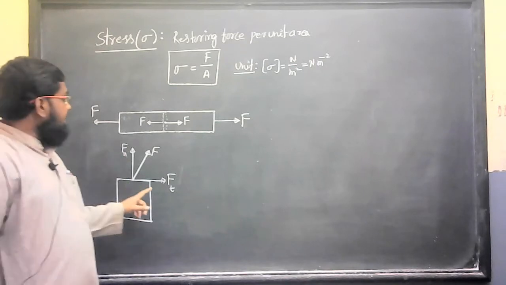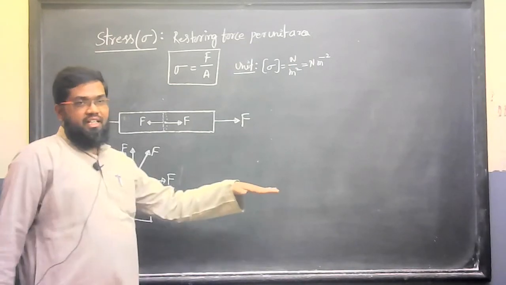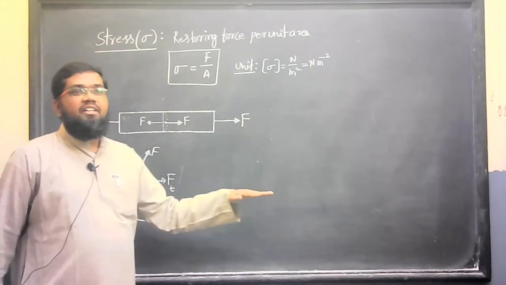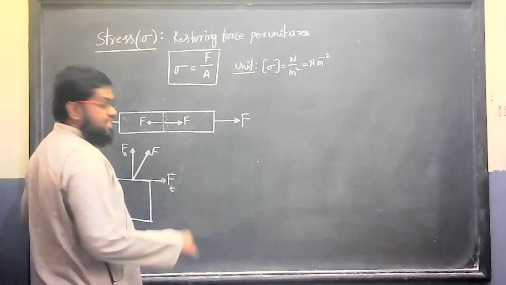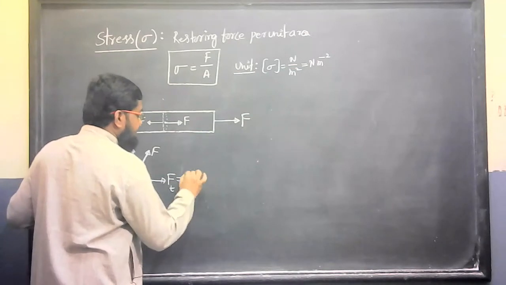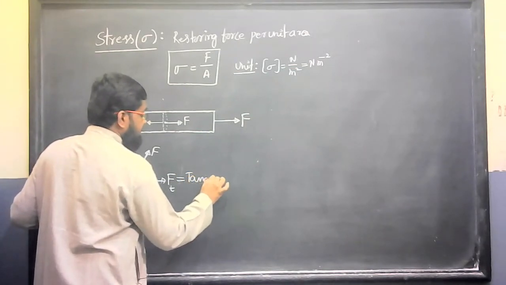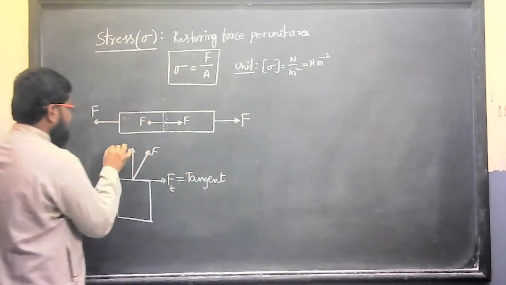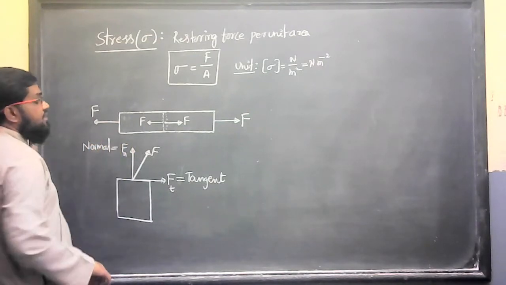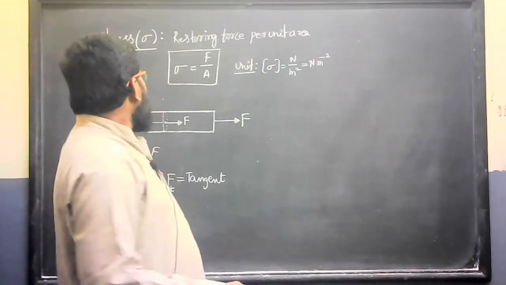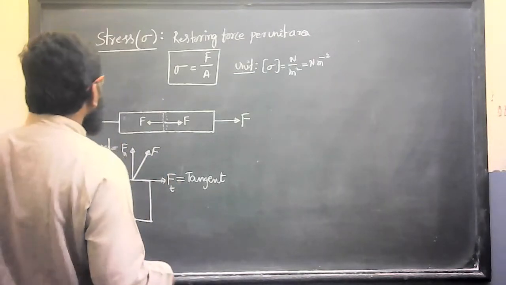Tangential stress is also called shear stress. It is parallel to the surface like this. So tangential stress, otherwise shear stress. So this is the tangent, and this is the normal. Okay, fine.